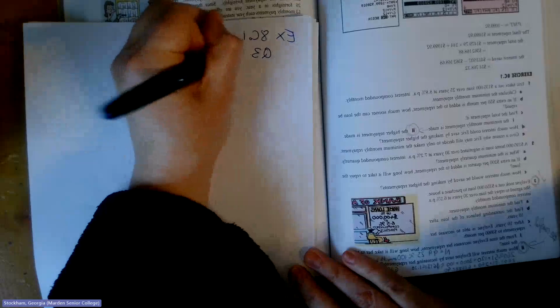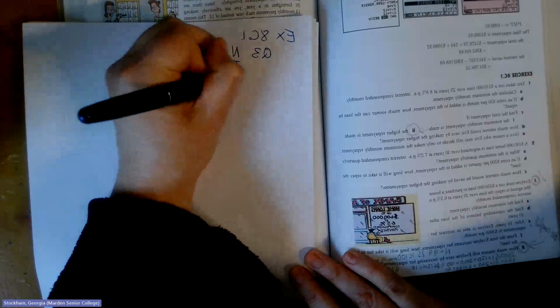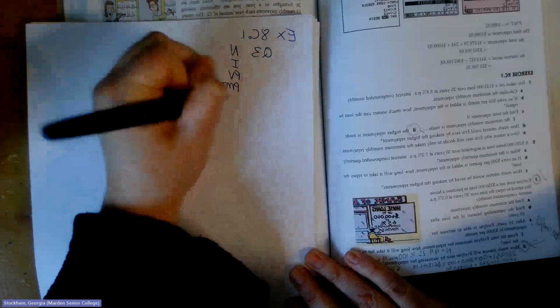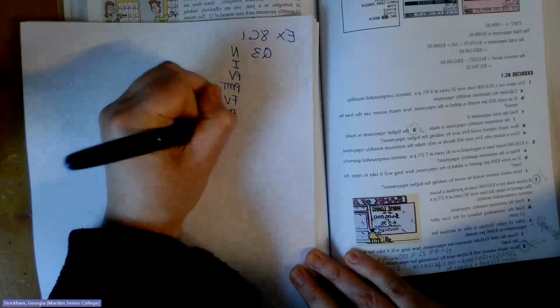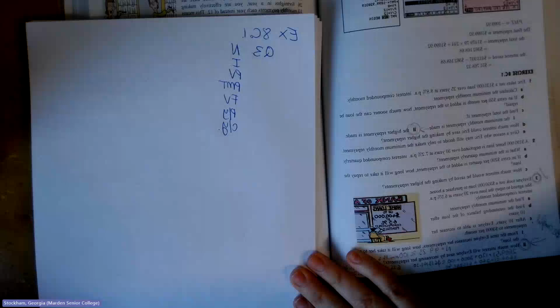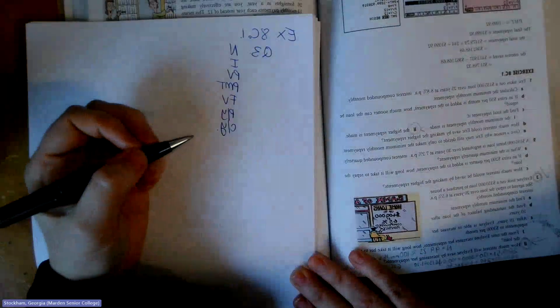I know I'm going to need to have this in I, P, V, P, M, T, F, V, P, Y, C, Y. Okay, so with question 3, let me just check I can see what I'm doing. Yeah, good.